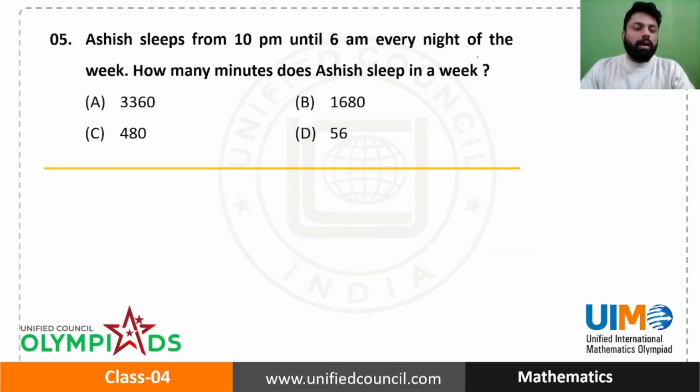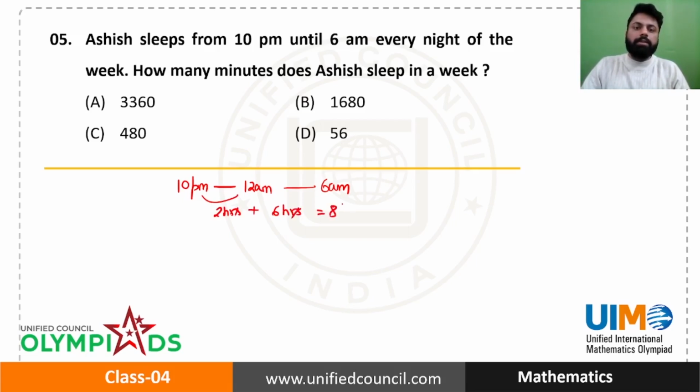Next one. Ashish sleeps from 10 p.m. until 6 a.m. every night of the week. How many minutes does Ashish sleep in a week? So see, 10 p.m. to 12 a.m. is 2 hours. 12 a.m. to 6 a.m. is 6 hours. So this is equal to 8 hours every day.